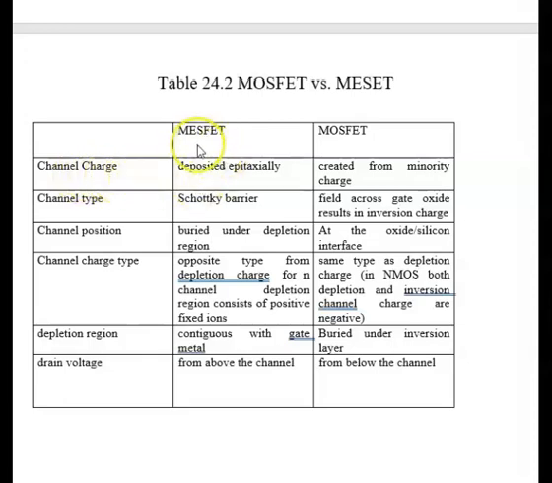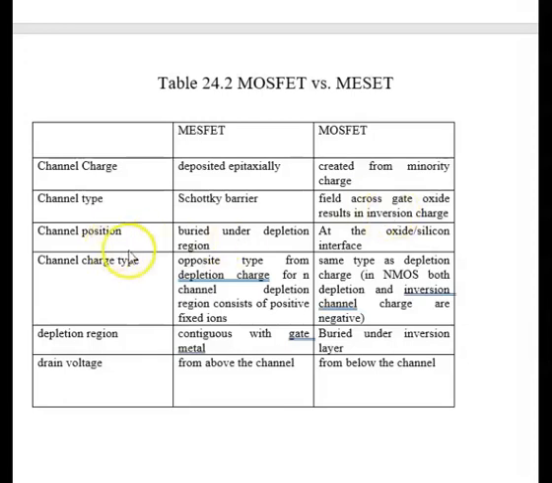In the MESFET, of course, we have a deposited channel, deposited epitaxially, an epitaxial layer. In the MOSFET, the channel is created from minority charge in the substrate, or in the case of an NMOS, actually, much of the charge comes from the source and the drain because they're both heavily N-doped. Channel control in the MESFET is a Schottky barrier. Channel control in the MOSFET is field across the gate oxide into the inversion layer.